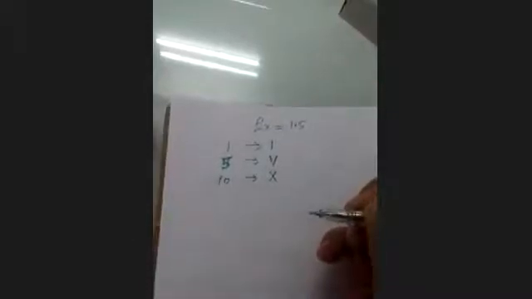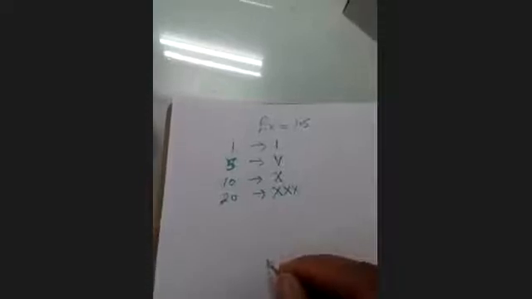As you know, in Roman, 5 we write as V. 10 we write in Roman as X. Next is 20. For 50 we write L.